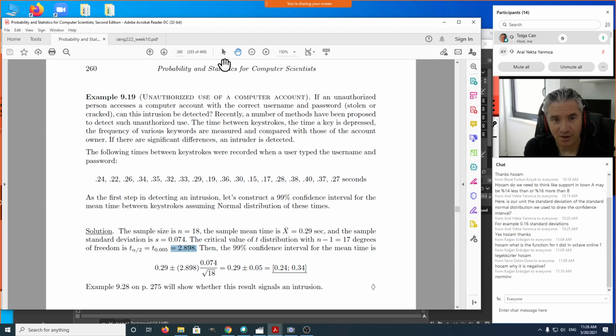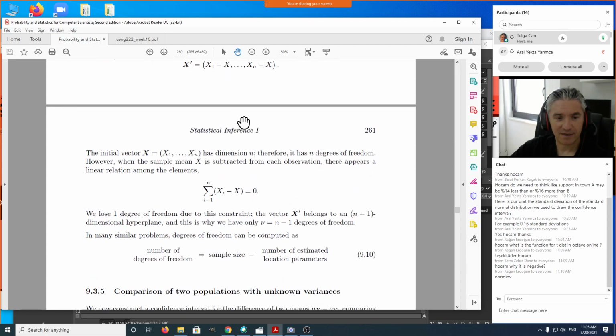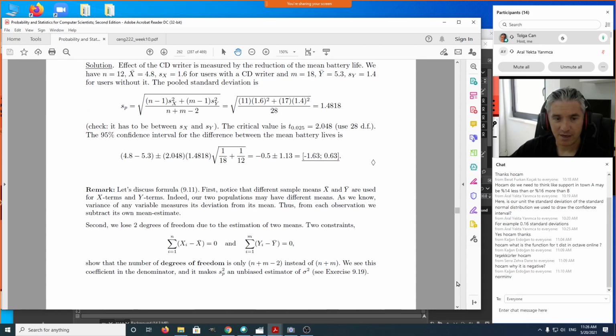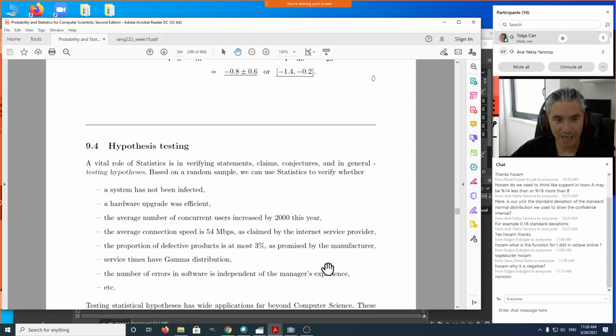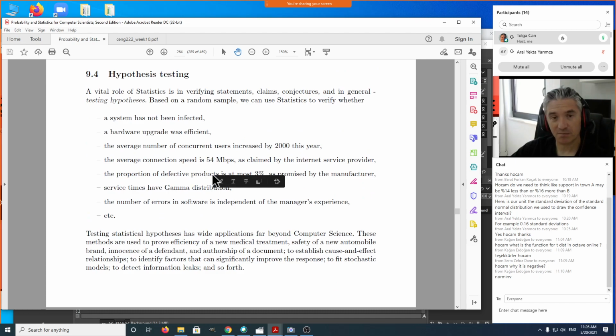Okay, so I'm going to stop here. The only thing left from chapter 9 is this hypothesis testing, section 9.4, and we're going to talk about that starting on Tuesday. We'll finish it by next week, and we're going to start chapter 10 the following week.